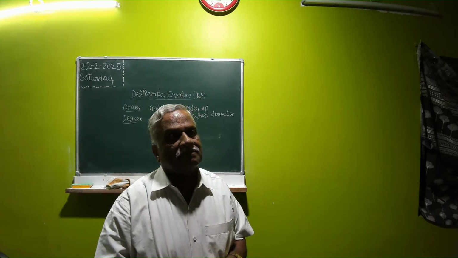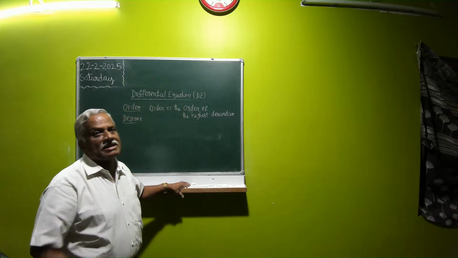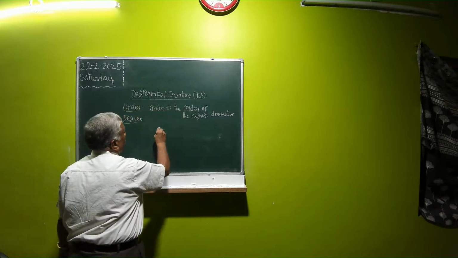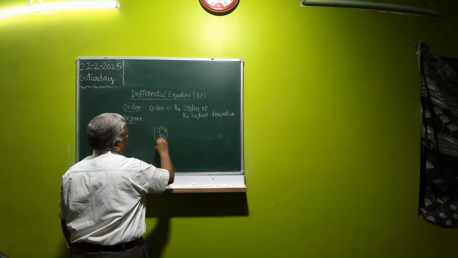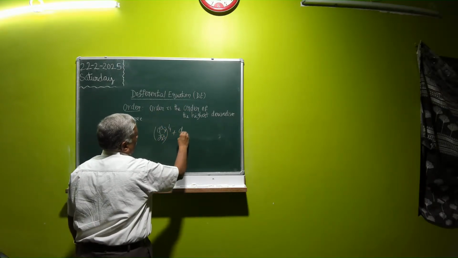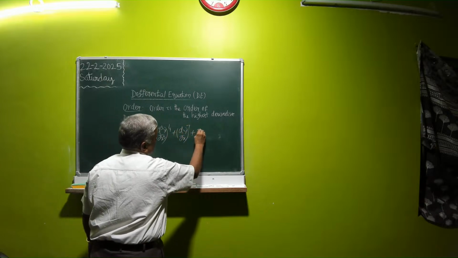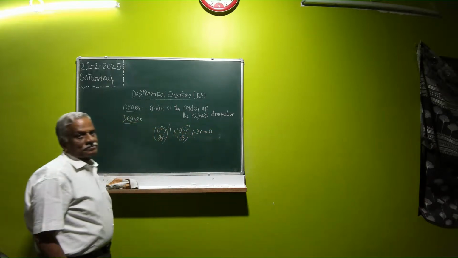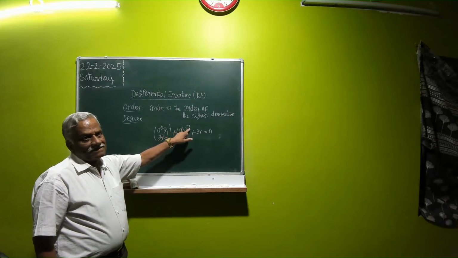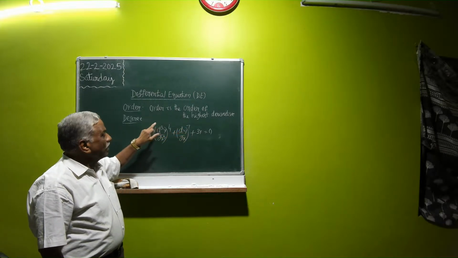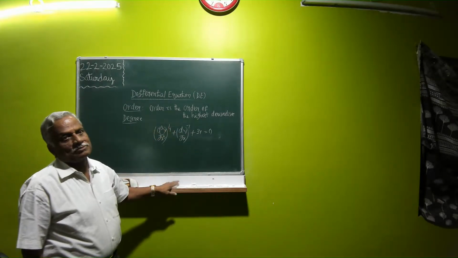Finding degree is very important. Degree is the power on the highest derivative. Supposing you are given d cube y by dx cube to the power of 4 plus dy by dx to the power of 7 plus 3y is equal to 0. The power 7 is here, but that is not the degree. Degree is the power on the highest derivative. For d cube y by dx cube, the power is 4.